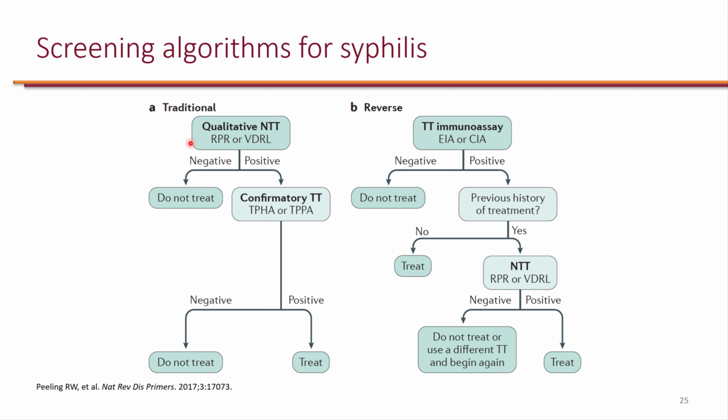Now, this is something that traditionally was used. The problem is these tests are not perfect. When your RPR is negative, there's a chance that this might actually be a false negative and you may miss some people. So then there was the reverse algorithm where you do the opposite. Instead of starting with the non-treponemal test, you start with your treponemal test. If it's negative, you do not treat. Whereas if it's positive, you get confirmation with your non-treponemal test and then you treat. Both of these algorithms are out there and they have strengths and limitations, because these tests are not perfect.